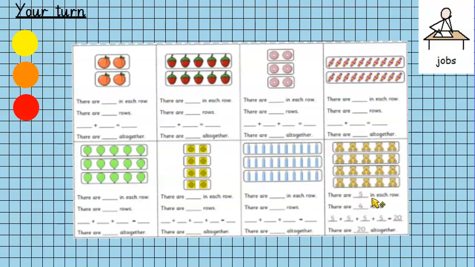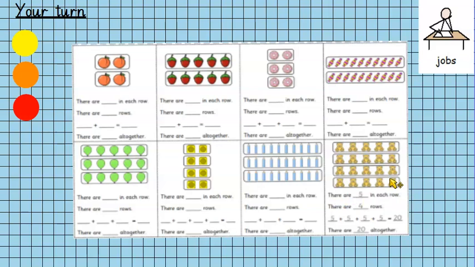So, how many are there in each row? 1, 2, 3, 4, 5. I don't need to count every row because I've lined them up and I can see that they are the same. So if I count one row, I know that that is true for all of the rows. So there are 5 in each row.